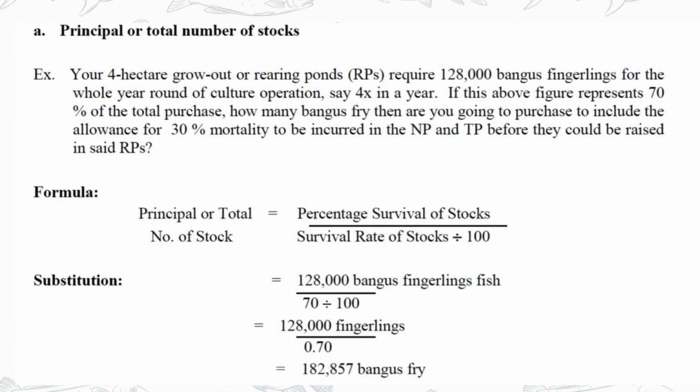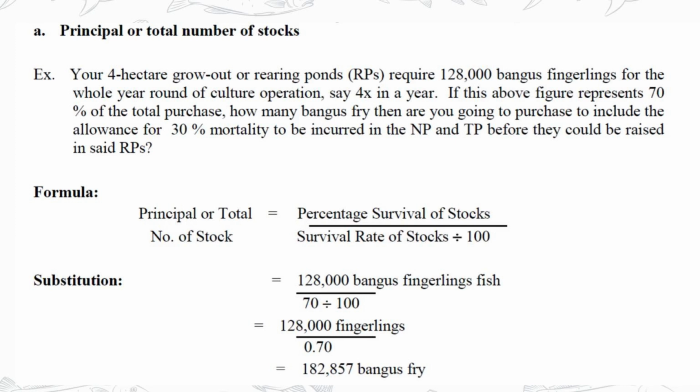For the sample problem, your 4 hectare grow out or rearing ponds, expressed in RPs, requires 128,000 bangus fingerlings for the whole year round of culture operation, say 4 times in a year. If this figure represents 70% of the total purchase, how many bangus fry are you going to purchase to include the allowance for 30% mortality to be incurred in the NP or nursery pond and TP or the transfer pond before they could be raised?